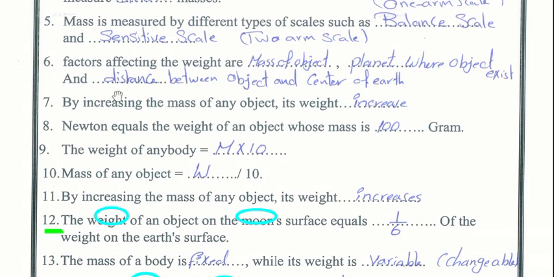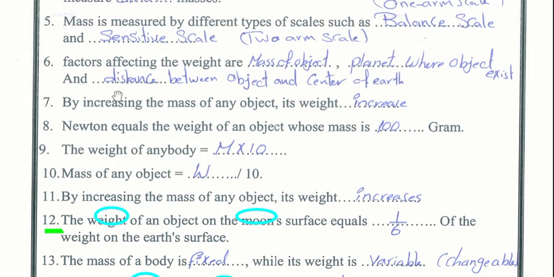Number 6. Factors affecting the weight. What are the factors that affect the weight? We have 3: mass of the object, planet where the object exists, distance between object and center of Earth. Number 7. By increasing the mass of any object, its weight increases. Mass increase, gravity increase, weight increase.